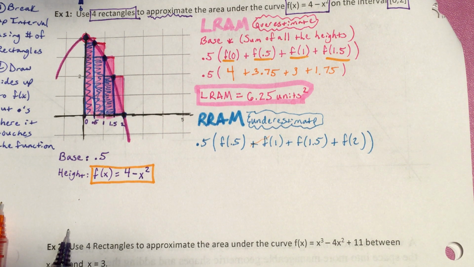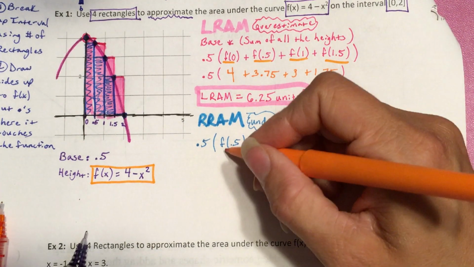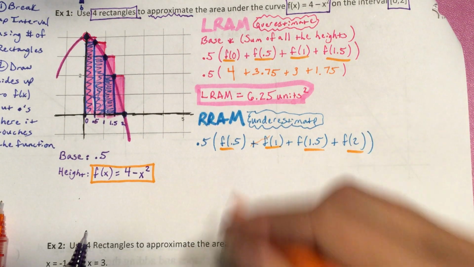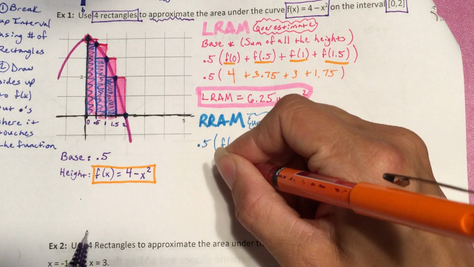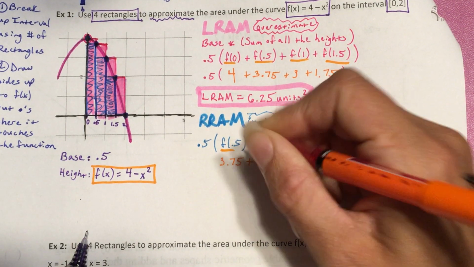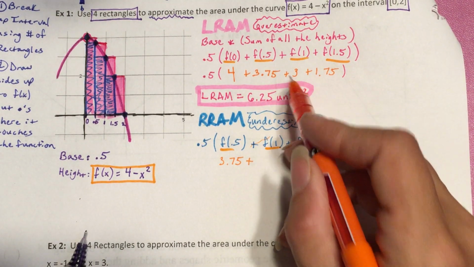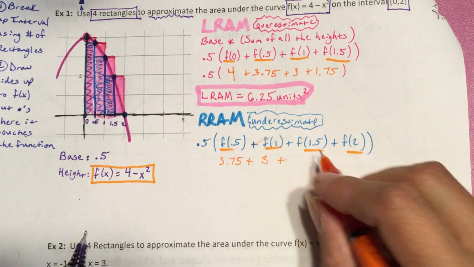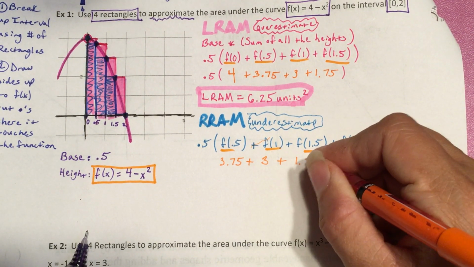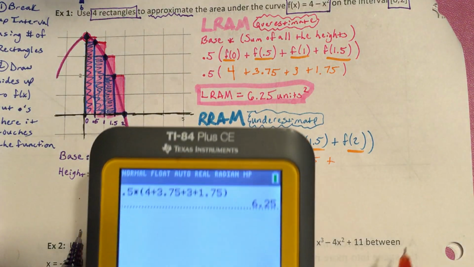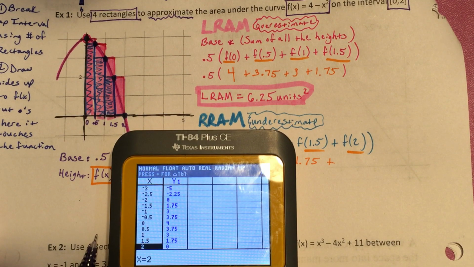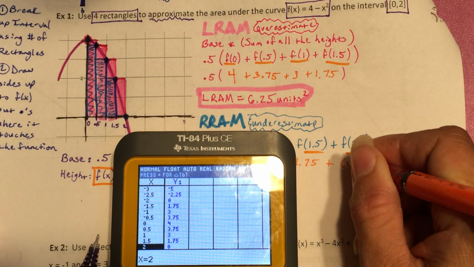So now I'm going to go back to my calculator, and actually a lot of these values we already have found in the previous problem. So f of 0.5 is 3.75. And then f of 1 is 3. f of 1.5 is 1.75. The only one I don't know is f of 2, but if I go back to my graph, we can see that f of 2 is 0.